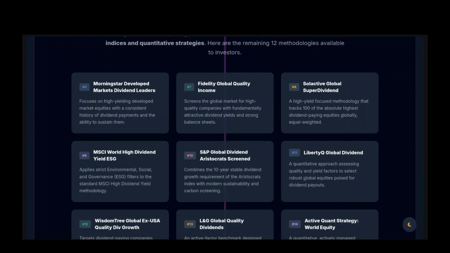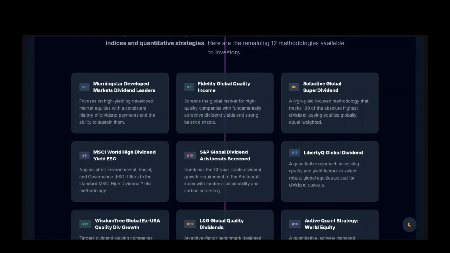We then have the MSCI World High Dividend Yield ESG. This applies strict ESG filters to the standard MSCI High Dividend Yield methodology. We then have the S&P Global Dividend Aristocrats screened. So this combines the 10-year stable dividend growth requirement of the Aristocrats index with modern sustainability and carbon screening.